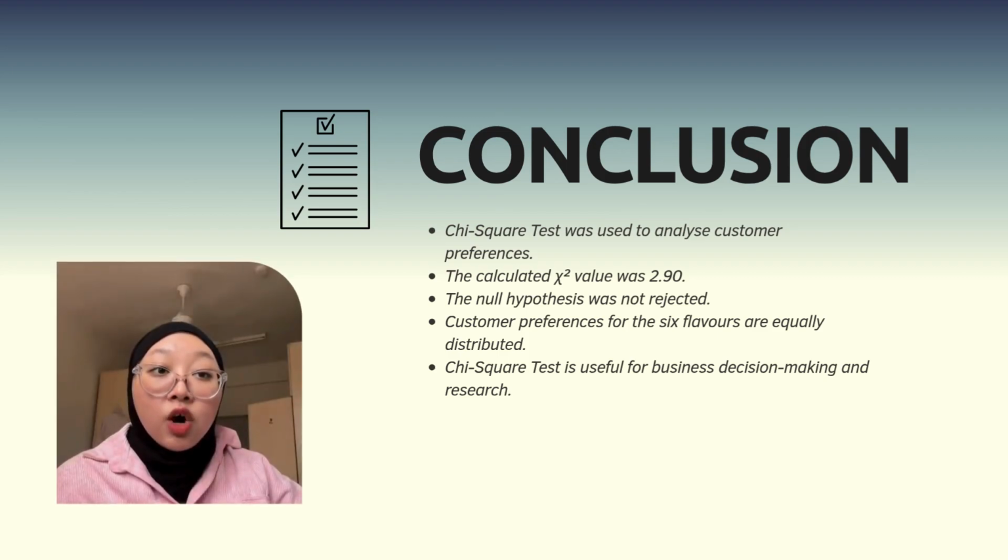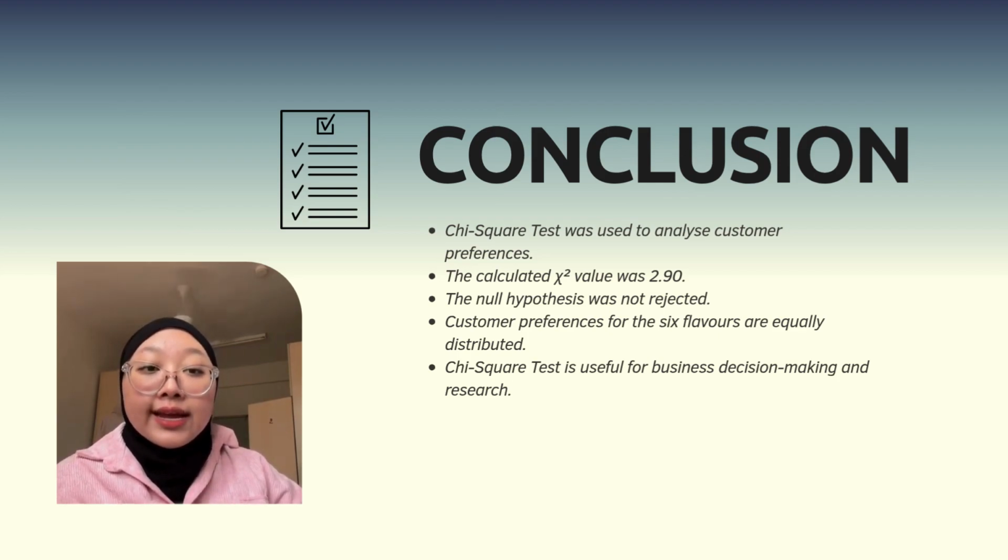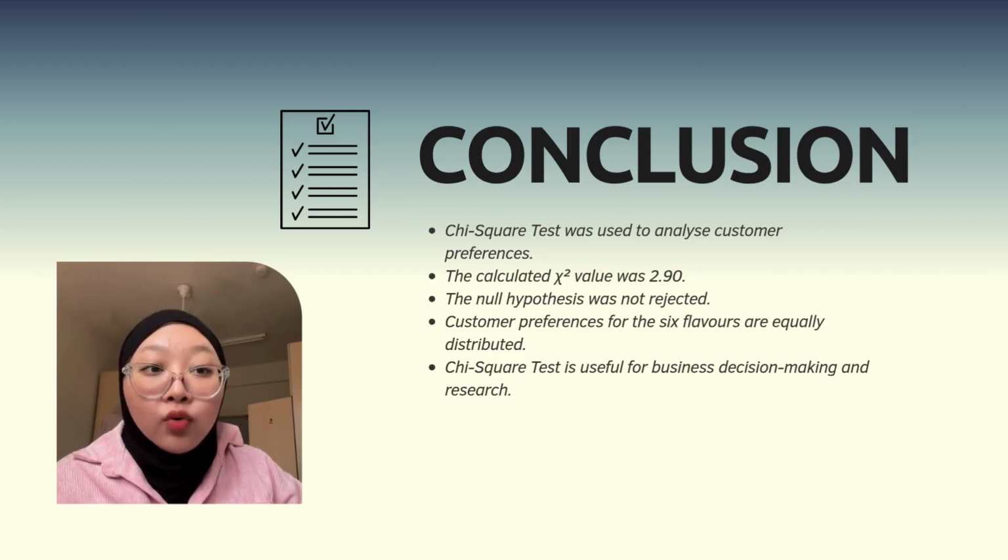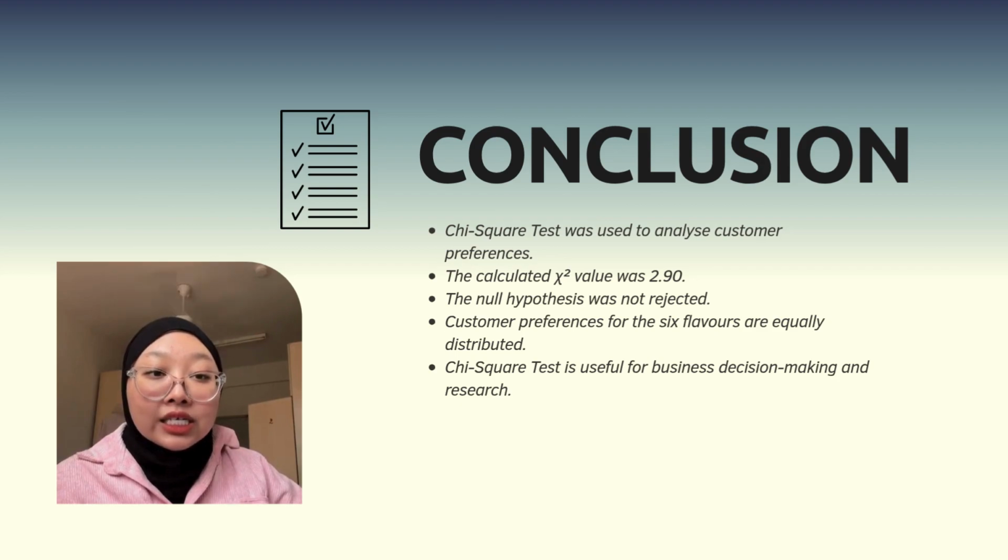In conclusion, our presentation has explained the chi-square test, including its concept, types, formula, assumptions, and practical applications. Using the chi-square goodness of fit test, we analyzed whether customers equally prefer 6 drink flavors. The calculated chi-square value was 2.19, which was lower than the critical value of 11.07. Therefore, we failed to reject the null hypothesis.